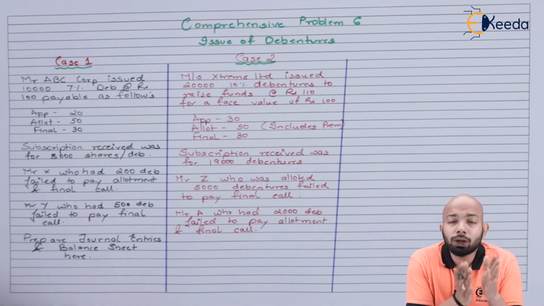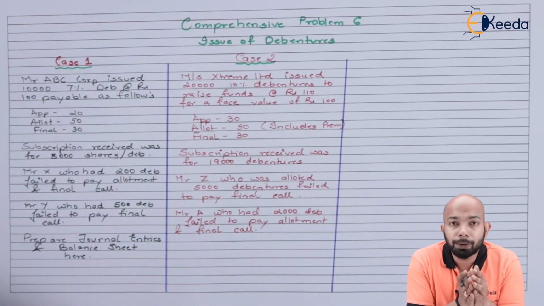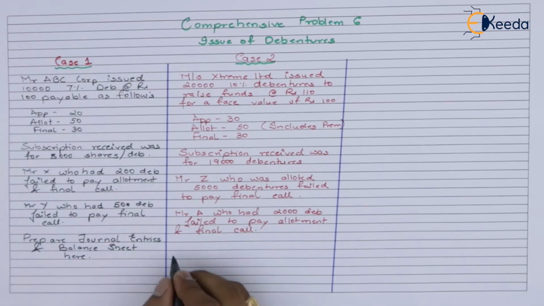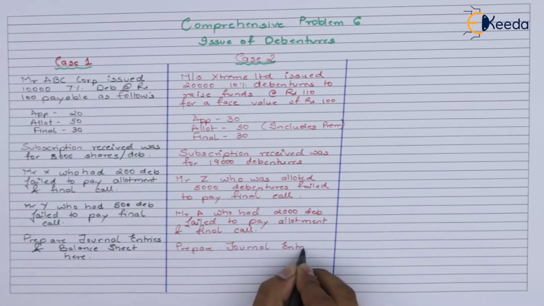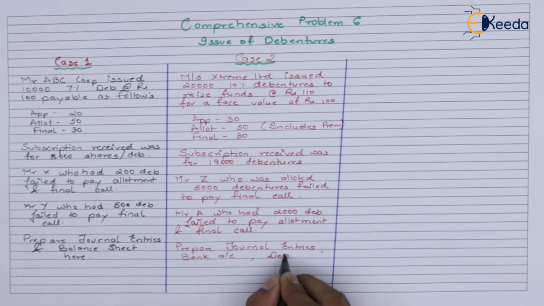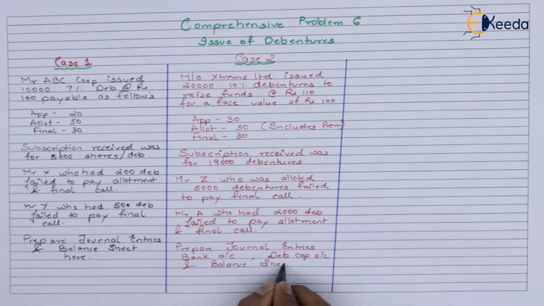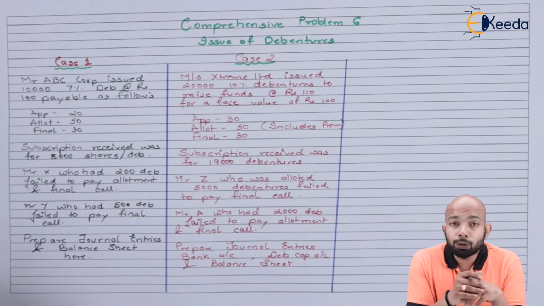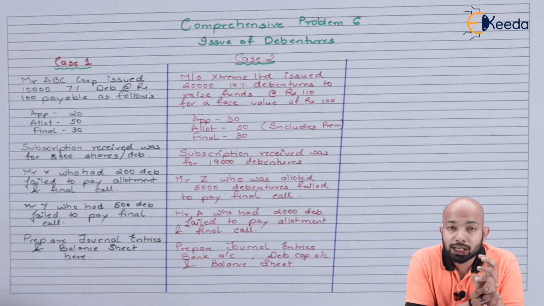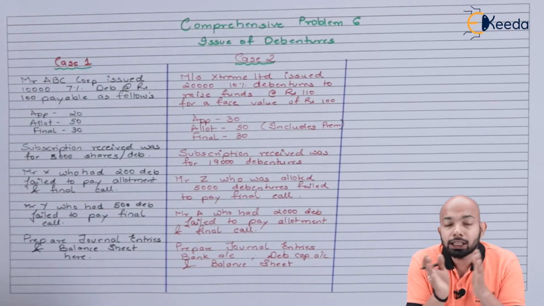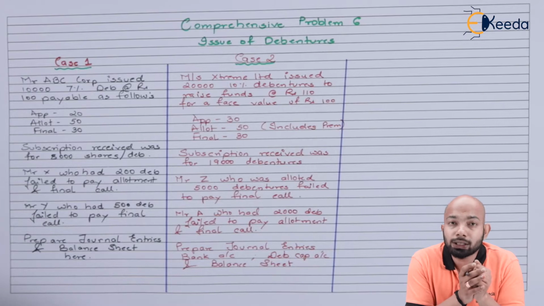So both these calls in arrears have to be prepared. Now, let's go on to the requirement part of this case study. In this case study, we have to prepare the bank account, the debenture capital account, the journal entries and the balance sheet as well. These are the four requirements of this specific case study. Let's go on to case 3, which will be the last case of this illustration.